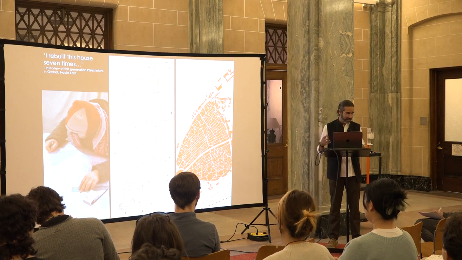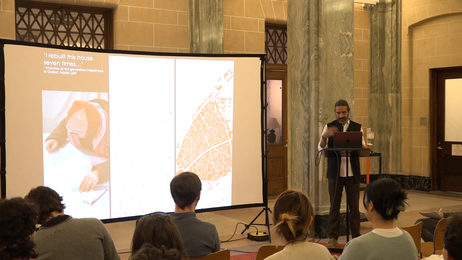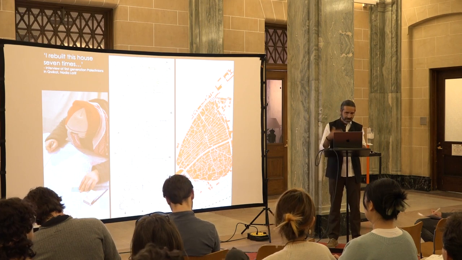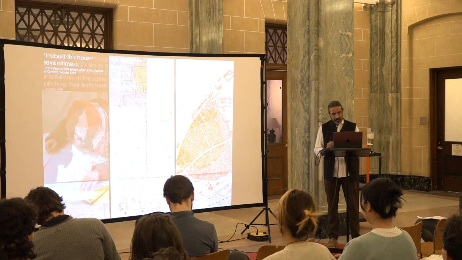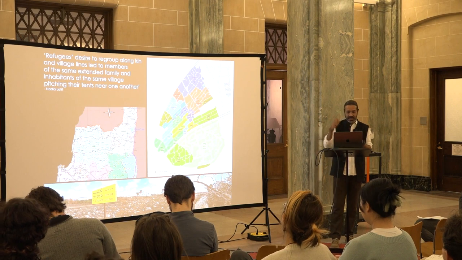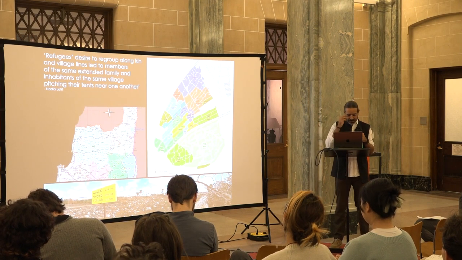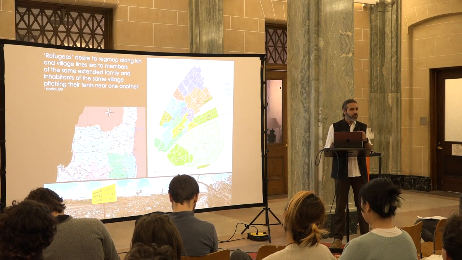And what that revealed was some of the most fantastic things that we had not imagined in terms of social organization and the way people lived with each other. So one of the biggest findings out of the mapping process was that the refugee camp itself was not random. It was super well organized.